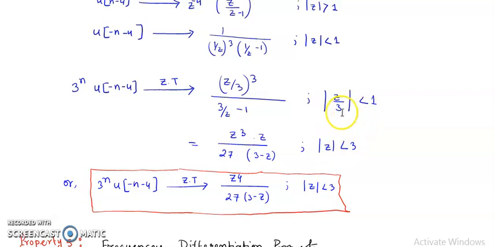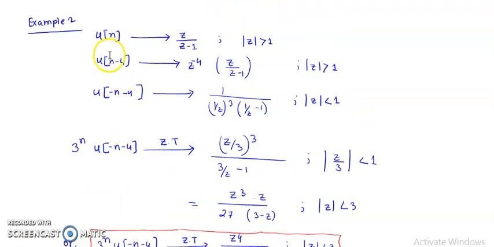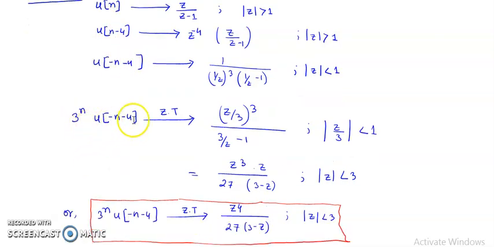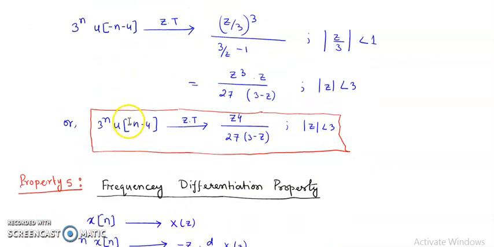So as you see here, mod z becomes less than 3, and by simplifying this we get z to the power 4 by 27 into 3 minus z. So this is the Z transform output for this signal. We can find it starting from u[n]. We can do the time shifting operation and time reversal operation, then multiplication by the exponent operation. Then you can obtain the exact Z transform output for this signal.